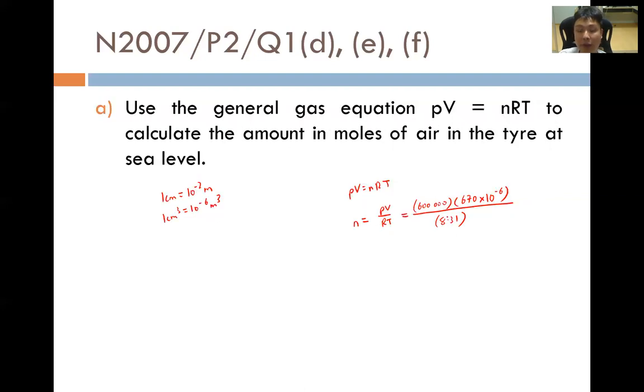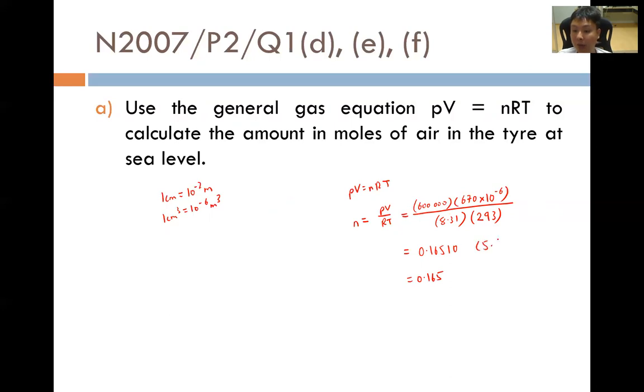So we add 273 to it to change it into Kelvin, so 293. If I were to quickly punch this into the calculator, 600,000 multiplied by 670 times 10 to the power of minus 6, divided by 8.31 and also 293, we will get a value of 0.16510, which is equal to 0.165.